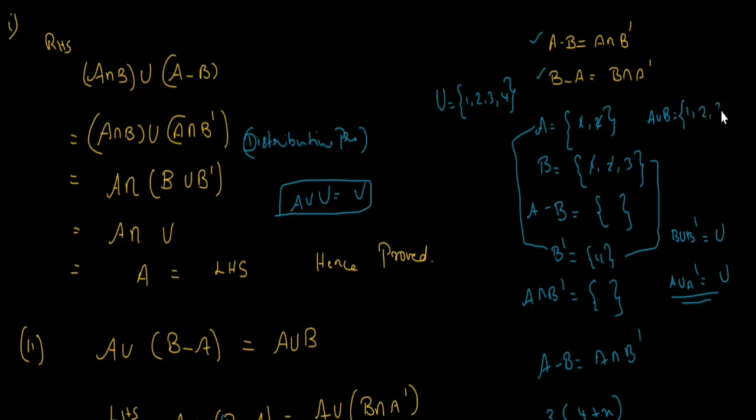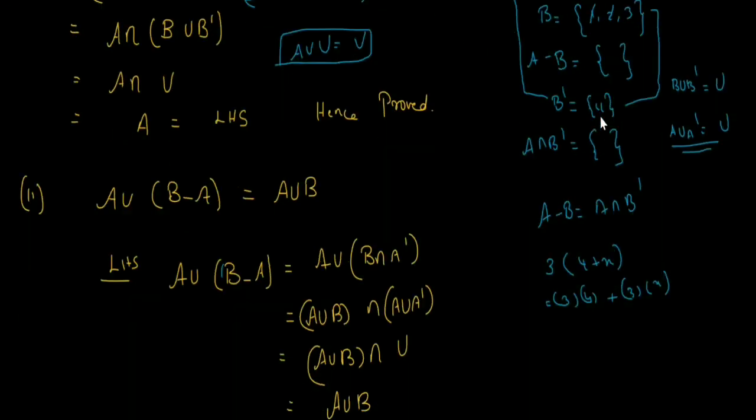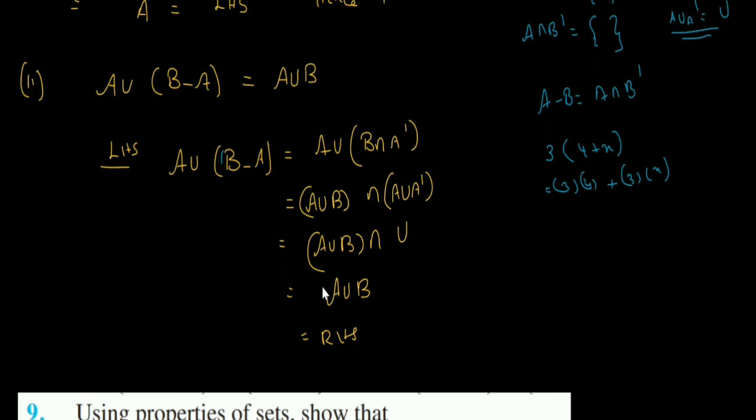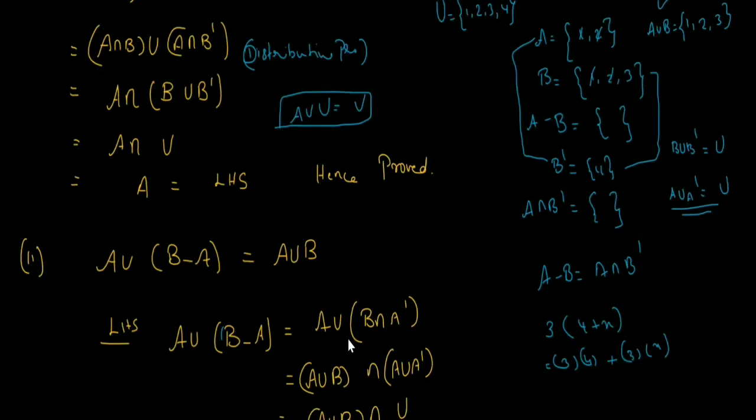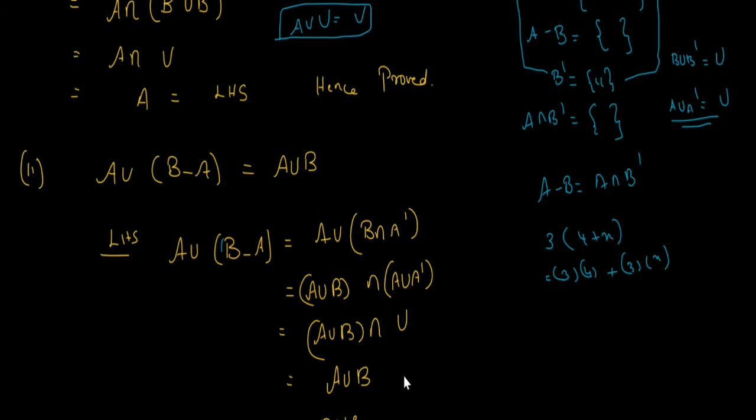1, 2, 3. What is the intersection of A union B and this? You will get this because A union B is a subset of the universal set. So the subset will be the answer. A union B, when you find the intersection, this subset will be the answer. A union B, that is equal to the right hand side. Hence we have proved the left hand side is equal to the right hand side.